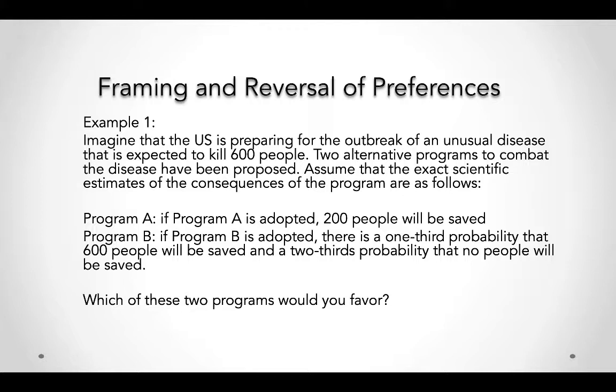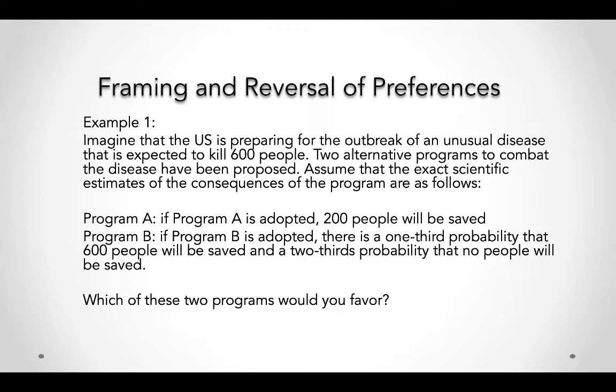This is a classic example from Kahneman and Tversky, and it says, imagine that the US is preparing for the outbreak of an unusual disease that is expected to kill 600 people. Two alternative programs to combat the disease have been proposed. Assume that the exact scientific estimates of the consequences of this program are as follows.